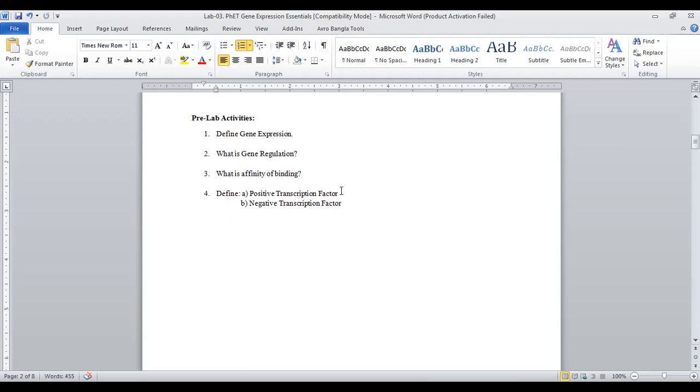Now, what is a positive transcription factor and what is a negative transcription factor? Positive transcription factors are factors that, when involved in the transcription process, actually help the transcription process to move forward. And a negative transcription factor is a regulatory factor which will stop the transcription or decrease the rate of the transcription. All right.